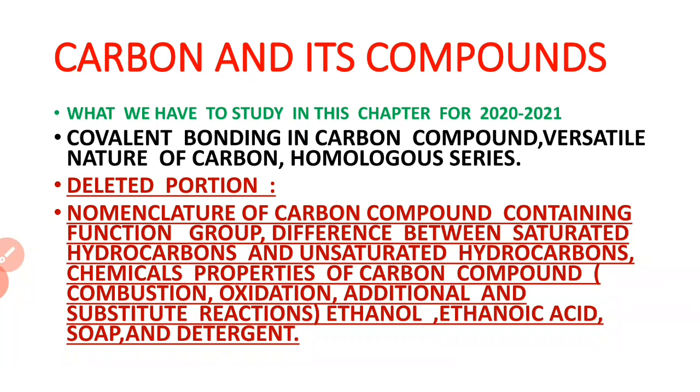Carbon and its compounds is a very important chapter. We are going to see what we have to study in this chapter for the academic year 2020. In this chapter, we have to concentrate on covalent bonding in carbon compounds, versatile nature of carbon, homologous series, and the nomenclature of carbon compounds containing functional groups, difference between saturated hydrocarbons and unsaturated hydrocarbons, chemical properties of carbon compounds, ethanol, ethanoic acid, soap, and detergents.